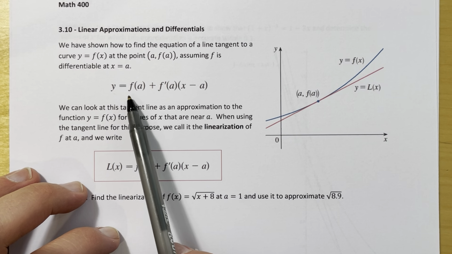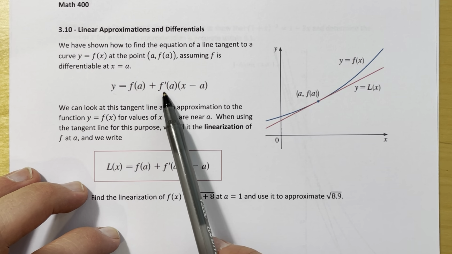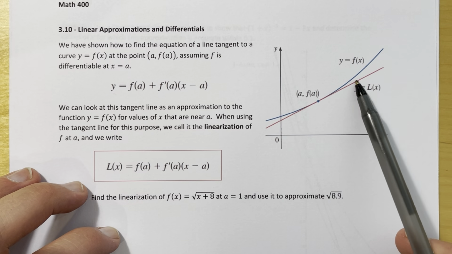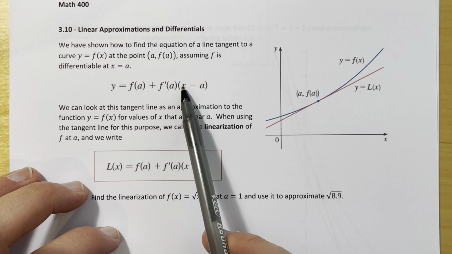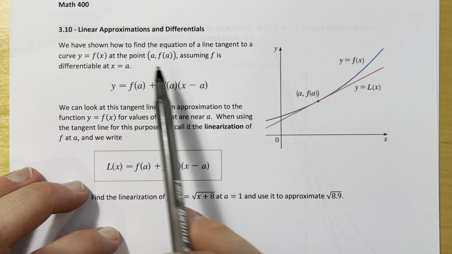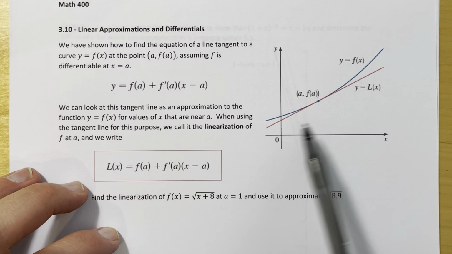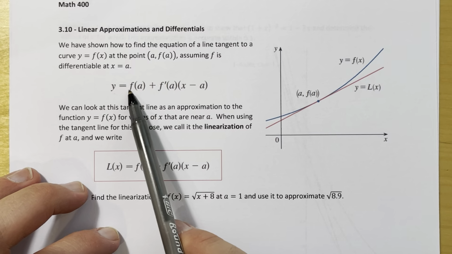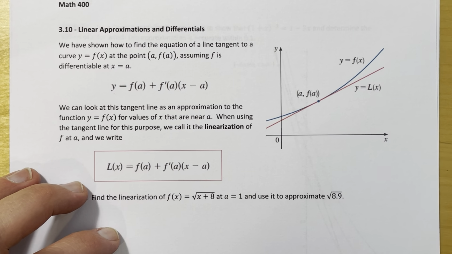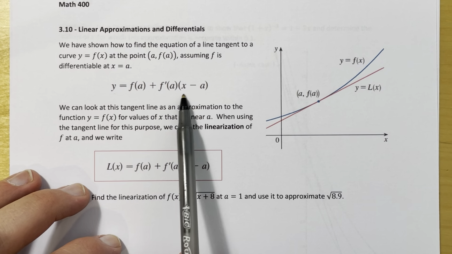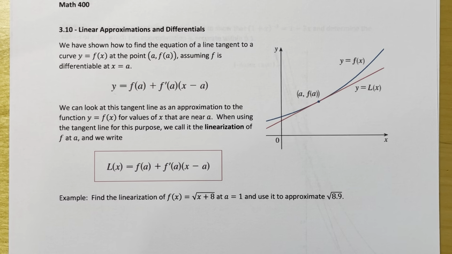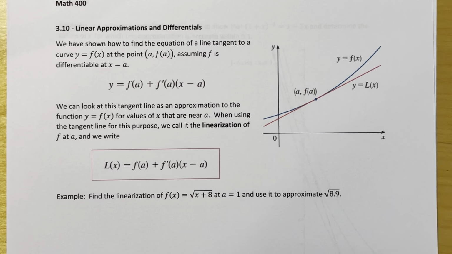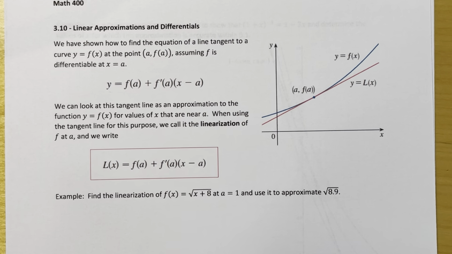So looking at this, we know that the derivative of f at a gives me the slope of that line. And then I multiply that by x minus a, the x coordinate of the point on the curve where we're finding the tangent line, plus f of a, that's the y value of that point. So this always gives you the equation of the tangent line at a specifically.